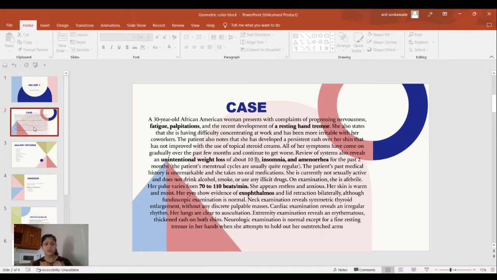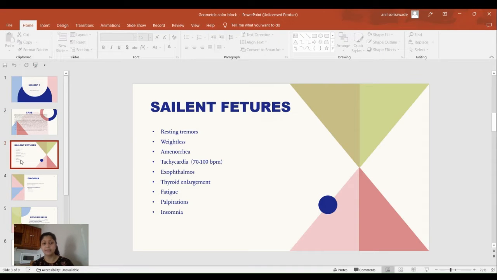Her salient features are resting tremors, weight loss, amenorrhea, and tachycardia because the range is 70 to 110. I'm sorry, I meant to write 110 here instead of 100, so it's on the higher side. Those are some of the salient features, along with exophthalmos, thyroid enlargement, fatigue, palpitations, and insomnia.